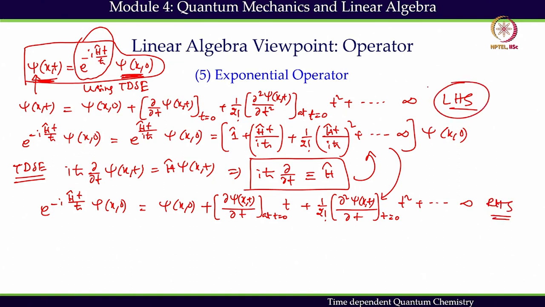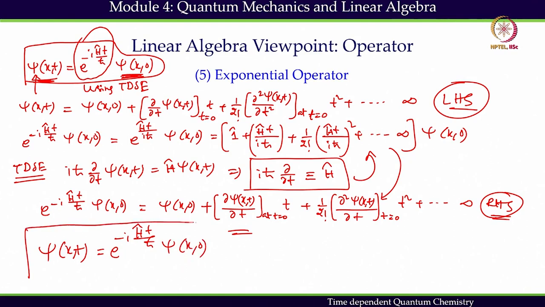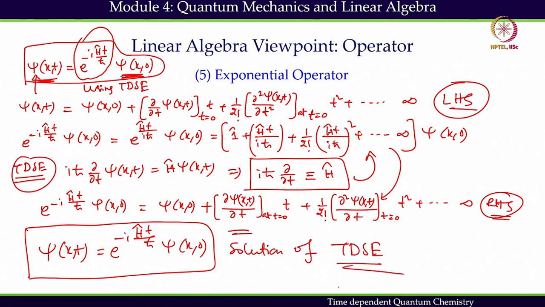The left hand side and the right hand side are equal, and because they are equal, we can say that psi(x, t) equals e to the power minus i H t by h-cut psi(x, 0). So, this is obtained with the help of TDSE. One can say that this is a solution of TDSE. So, the time evolution operator is a solution of the TDSE, and we will use this time evolution operator very extensively in propagating the wave function. If I know the wave function at t equals 0, I will be able to get to know the wave function at any time depending on this time evolution operator.